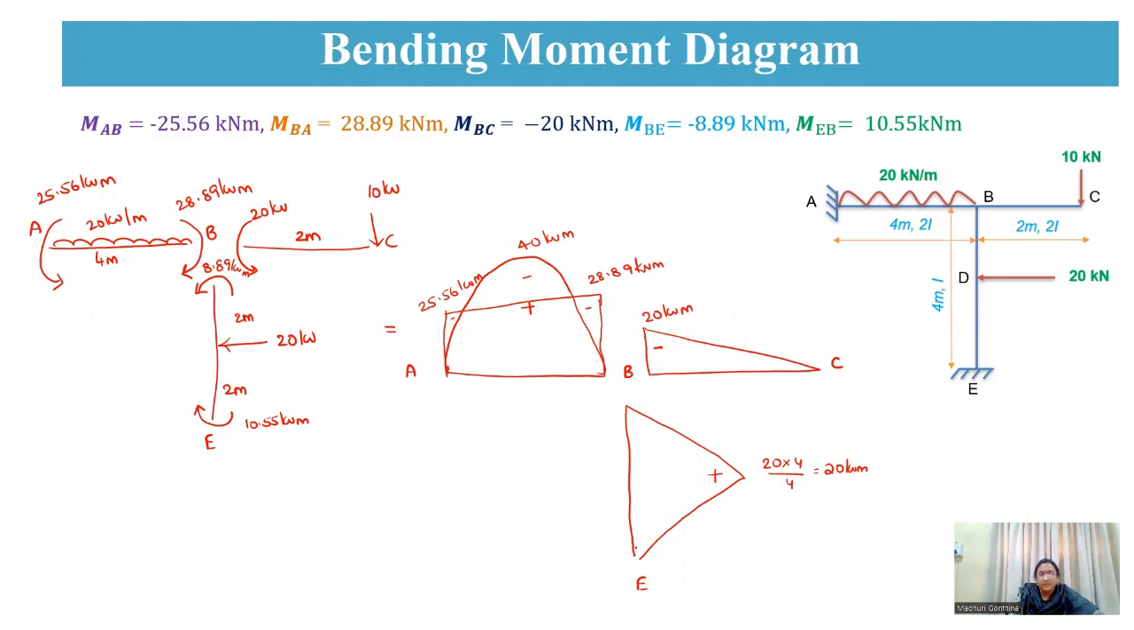So for this BE span, as this is in the hogging in nature, now we are going to draw, this is 8 and this is 10. So this is negative and this is also negative. So this is 8.89 kilonewton meter and this is 10.55 kilonewton meter. So now the shaded portion will be your resultant bending moment diagram.